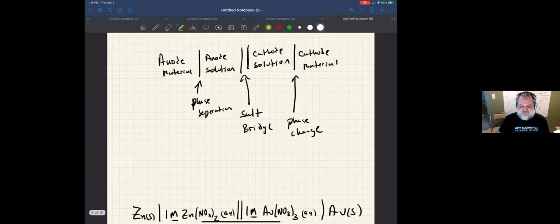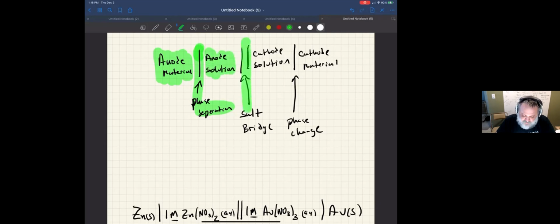Okay, so the next thing that the problem wants you to do is use the standard cell notation to represent the cell. And just to review, standard cell notation goes like this. The first thing is the material that the anode is made out of. Then there is a phase separation line, and that single line means phase separation. Then you write down the anode solution. That is separated by a salt bridge. Then you write the cathode solution. That is also another phase separation between that and the cathode material.